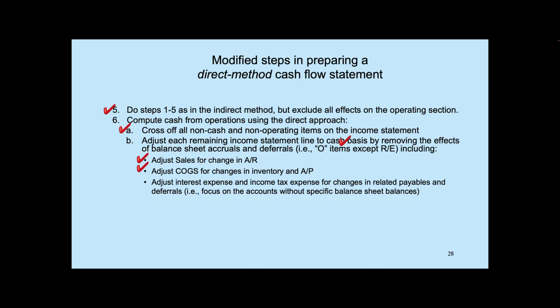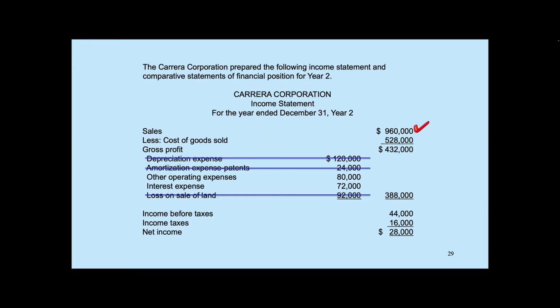And now we're going to focus on adjusting the interest expense and the income tax expense for changes in the related payables and deferrals. In other words, we're going to focus on the accounts without specific balance sheet balances, if we can do that. So let's take a look. We've got interest expense, 72,000. Let's, by the way, we need to check off the cost of goods sold. And now we're going to focus on the interest expense and the income taxes.